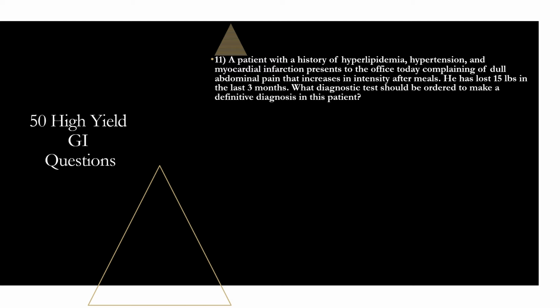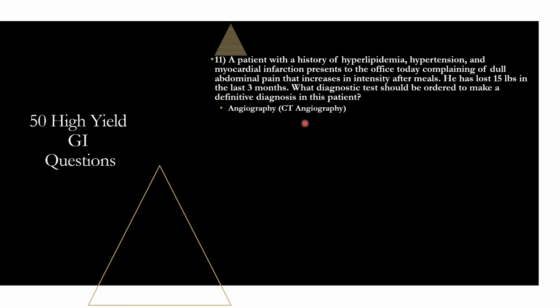Question 11. A patient with a history of hyperlipidemia, hypertension, and myocardial infarction presents to the office today complaining of dull abdominal pain that increases in intensity after meals. He's lost 15 pounds in the last 3 months. What diagnostic test should be ordered to make a definitive diagnosis in this patient? So the key here is that intestinal angina, that abdominal pain after meals. So what you should be thinking of for this patient is chronic mesenteric ischemia.